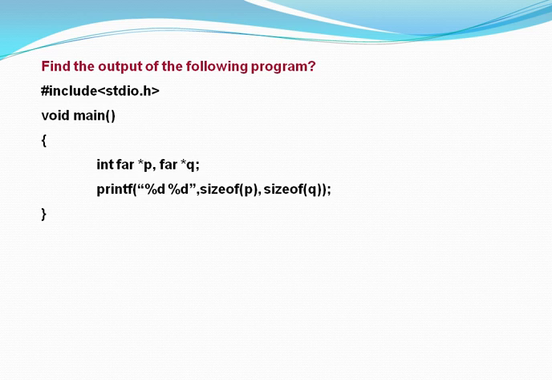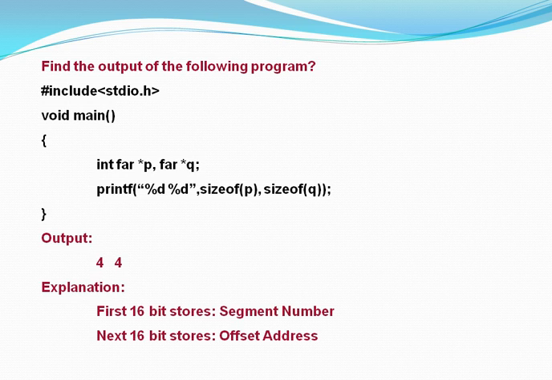We are having two far pointers and now we are printing the size of far pointer P and size of far pointer Q. So we are having the result 4, 4. In far pointer, you are having two addresses. First one is segment address, other one is offset address. So first 16 bit stores address as segment number and next 16 bit stores address in offset form.